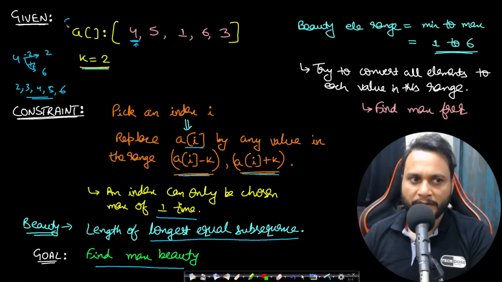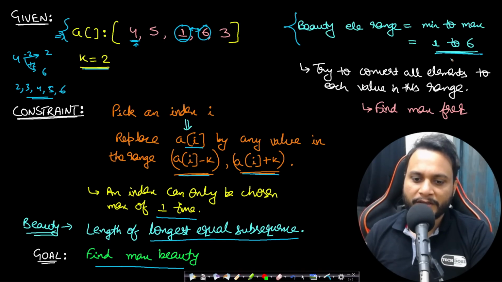Now if you look at this array, what is the minimum item? It is 1 and the maximum item is 6. Then definitely if you want to do these operations, I will not be converting an item below this minimum or above this maximum. It does not make sense, right? I can always get the maximum beauty by converting all of these numbers into certain numbers in the range of min to max. If you think about it, you will get it. Therefore, we will try to convert all the elements to each value in the given range from 1 to 6 and find out which number has the maximum frequency.